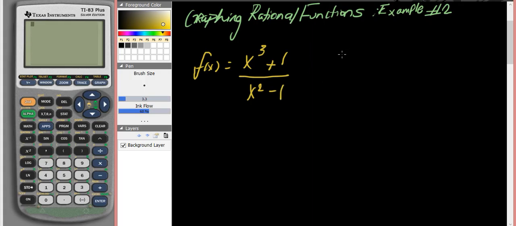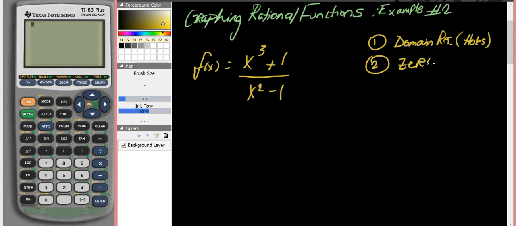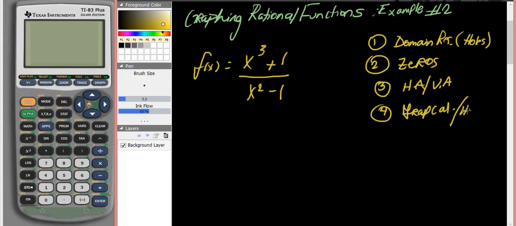Now, the first thing, like we talked about in our steps, is we want to find our domain restrictions, or we can call them our holes. The second thing, we need to find our zeros. Third thing, we need to find our horizontal asymptote and our vertical asymptote. And then the fourth thing is left to just graph. And like I said, we'll graph using the calculator and we'll graph by hand. So these are the four different steps that we'll take to graph this function.